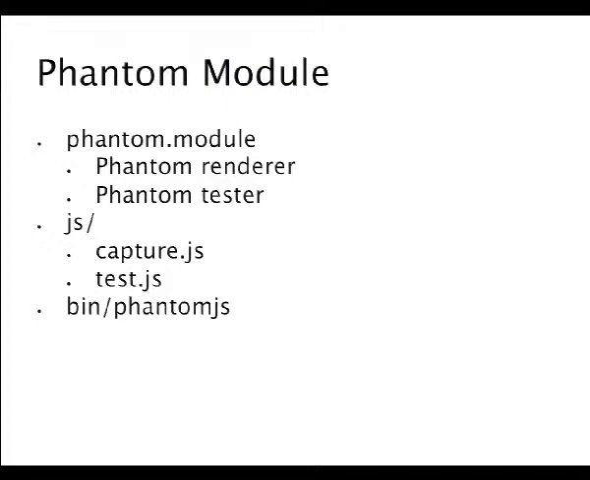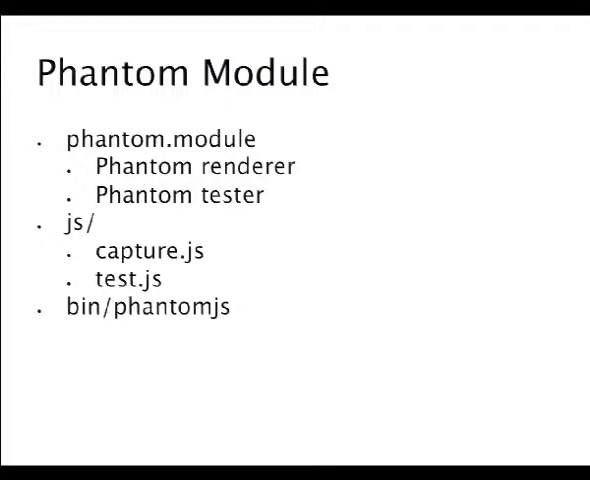The Phantom renderer is the code that handles parsing a bunch of inputs, figuring out what page we're going to render, and we'll get into a little bit more complexity about what it actually does, and then actually going about and telling PhantomJS to go and render the page into a file so that you can go and get. Phantom tester is similar. It parses your inputs, figures out what page you want to test, loads the page, and basically tests for the presence of specific elements or selectors and gives you the results.